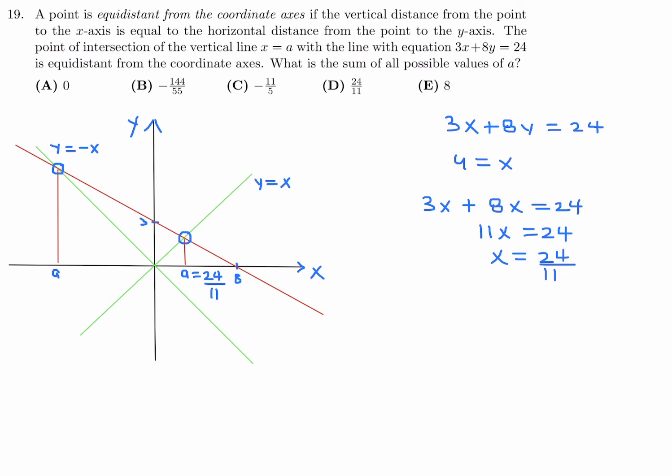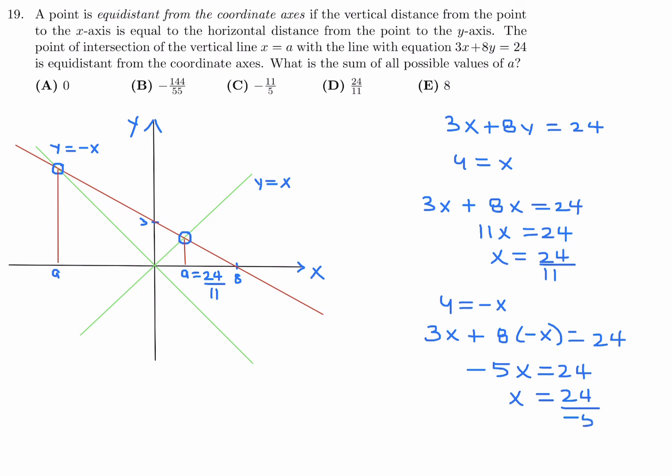Now we have to figure out the other one. That's when y is equal to negative x, that line, and 3x plus 8y is equal to 24. Well, y is equal to negative x here, so we substitute negative x, and that equals 24. So this is minus 5x is equal to 24, and therefore x is equal to 24 over negative 5.